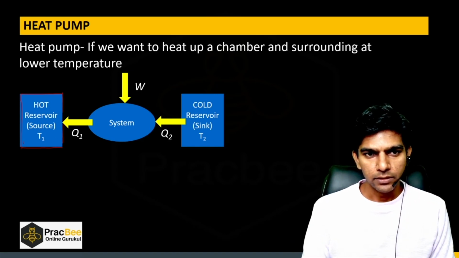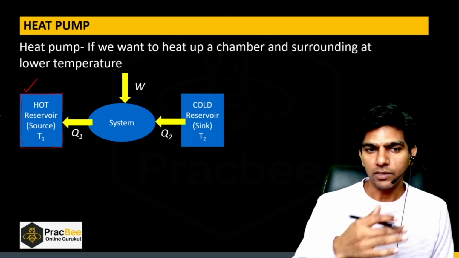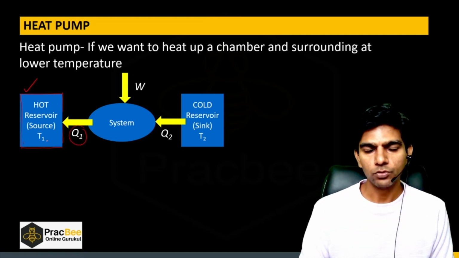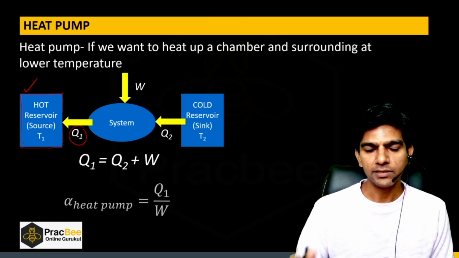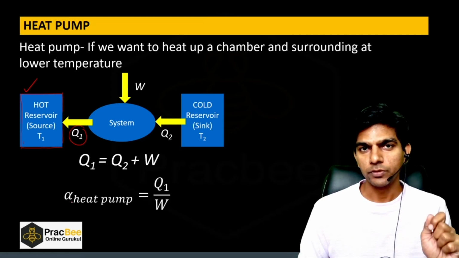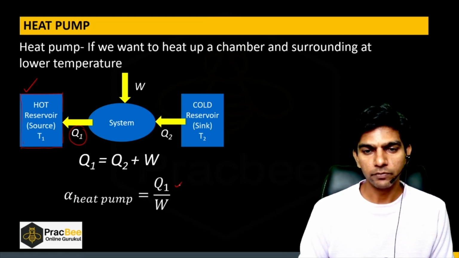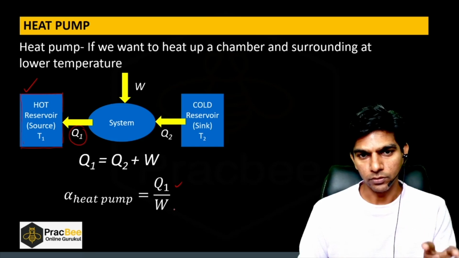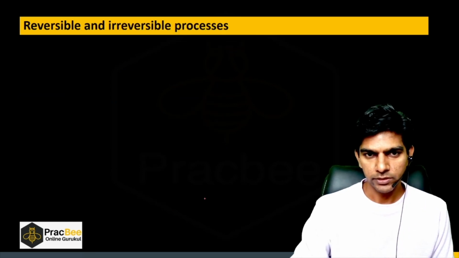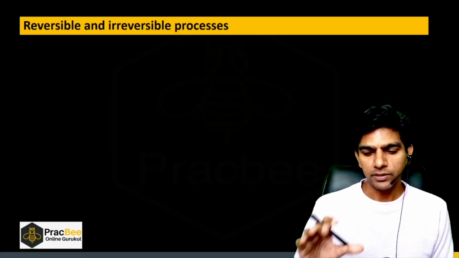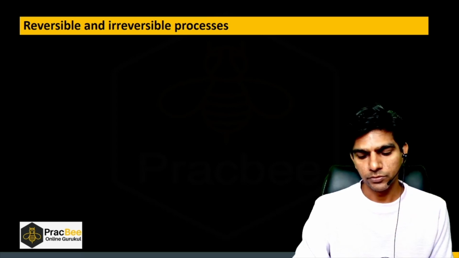In this case, the hot reservoir is the area of concern and we want to maximize this Q1. So we can say the coefficient of performance for a heat pump will be Q1 divided by work done, right? Work done on the system. So do remember these formulas. Now let us see what reversible processes and irreversible processes are.